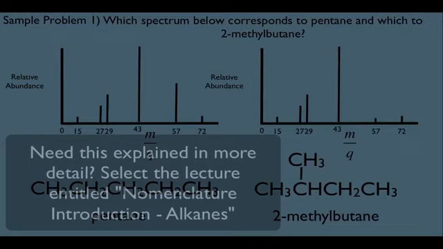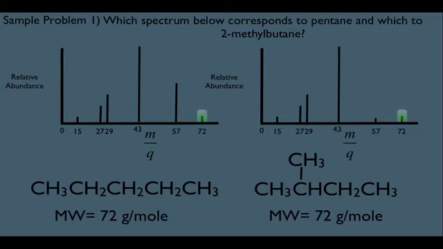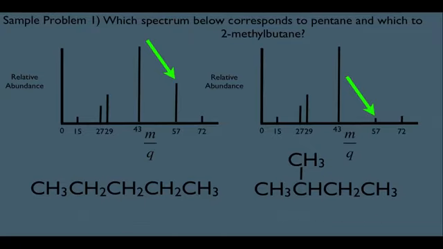Now look at our mass spectrums here. Both have the heaviest peak at 72. And notice if you calculated the molecular weight of pentane, it would happen to be 72 grams per mole. But notice that would be the same molecular weight as 2-methylbutane. So the molecular ion peak in these spectrums is not going to help us. However, notice we do have something different here. We do have peaks at 57 in both spectrums, but one of them has a higher relative abundance and the other one has a lower relative abundance. Let's look at our molecules here and see which one might have a higher relative abundance at the 57 peak.